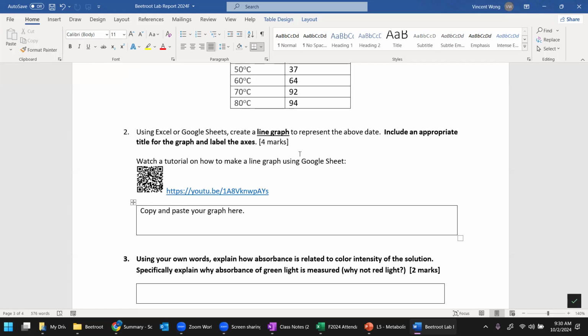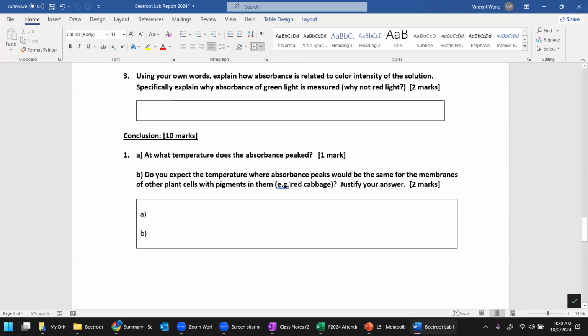Okay, so you'll be making two kinds of observation in this lab, qualitative and quantitative. If you're graphing it, which one is it? Is it qualitative or quantitative? Quantitative, exactly. Okay. And then there are some conclusion questions.